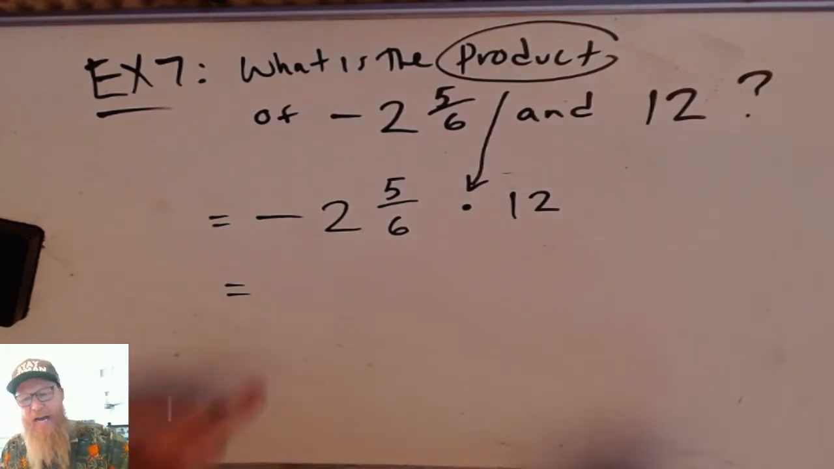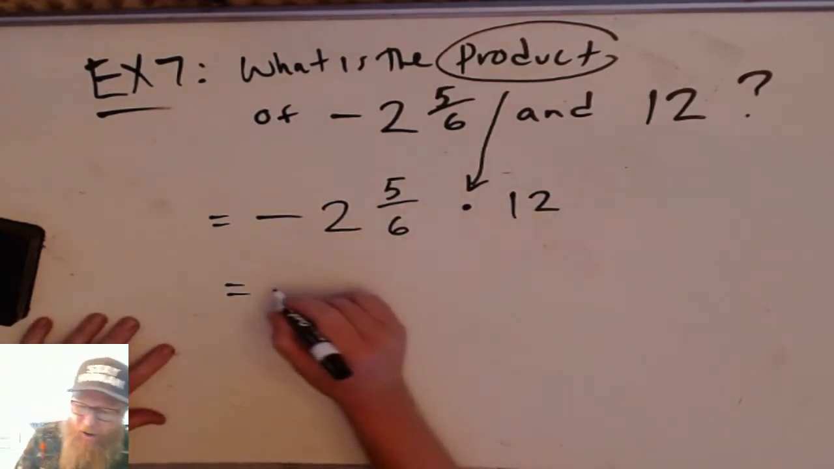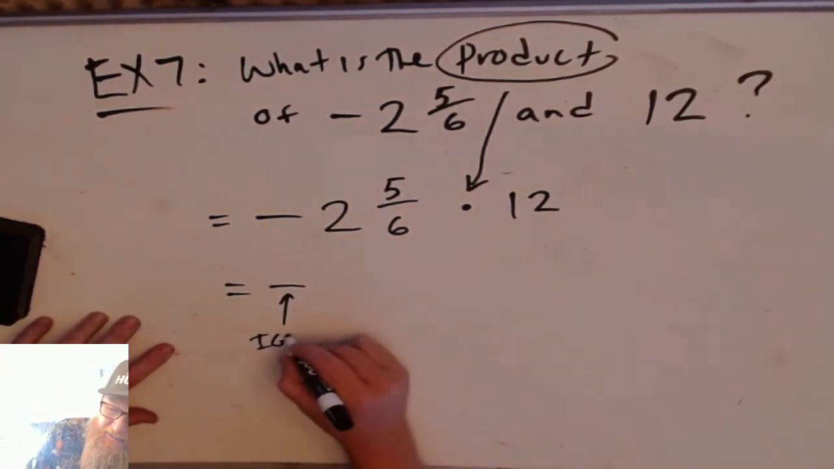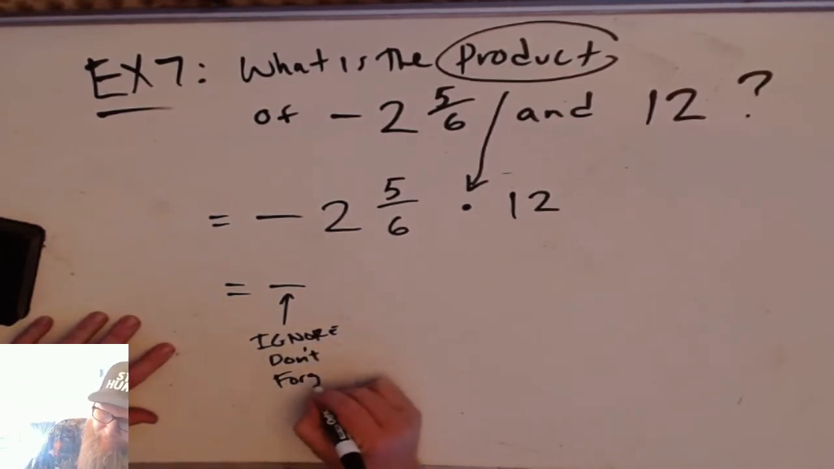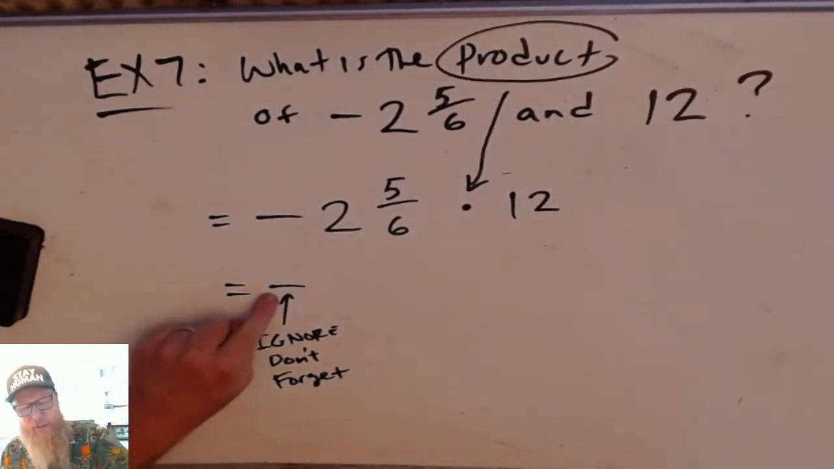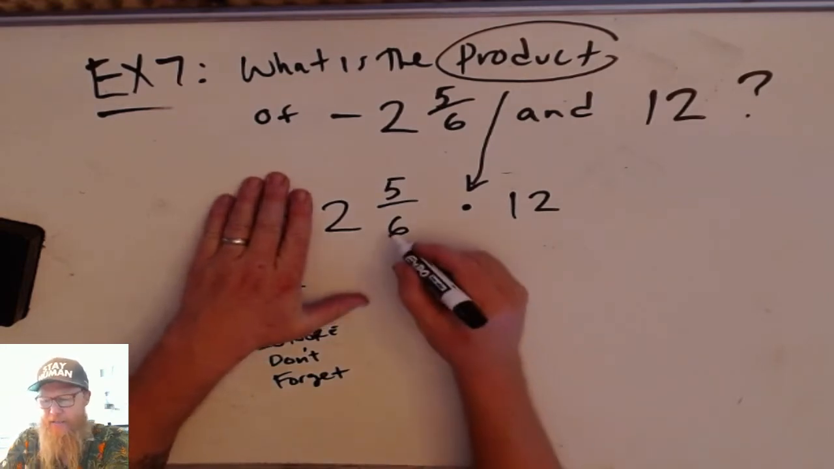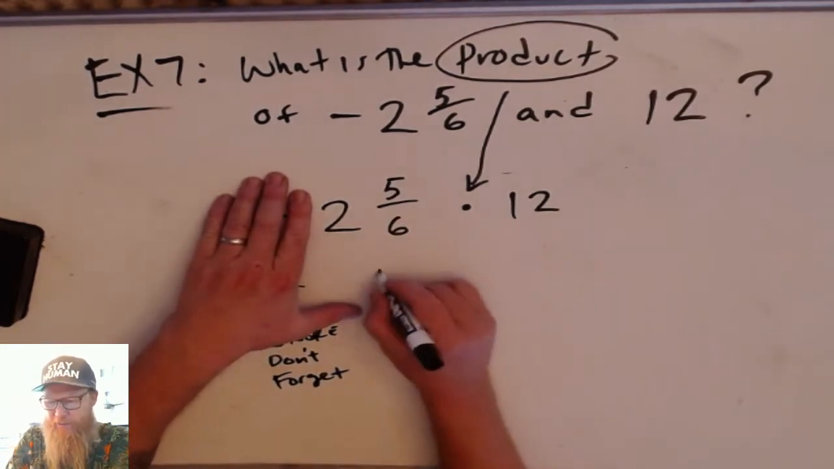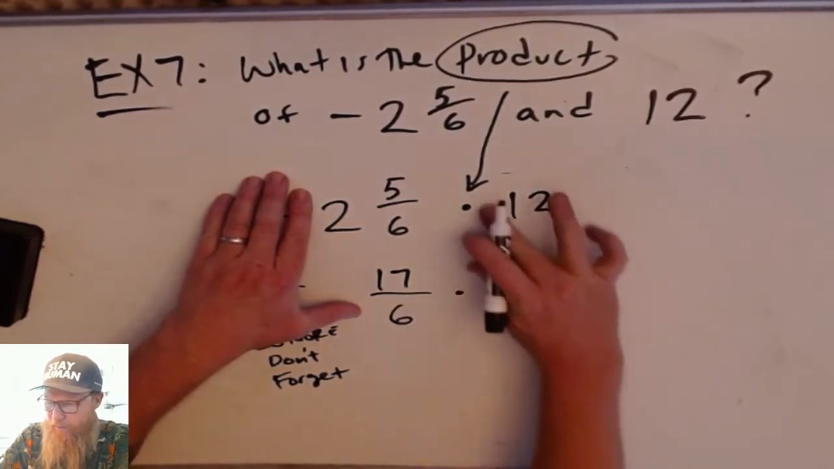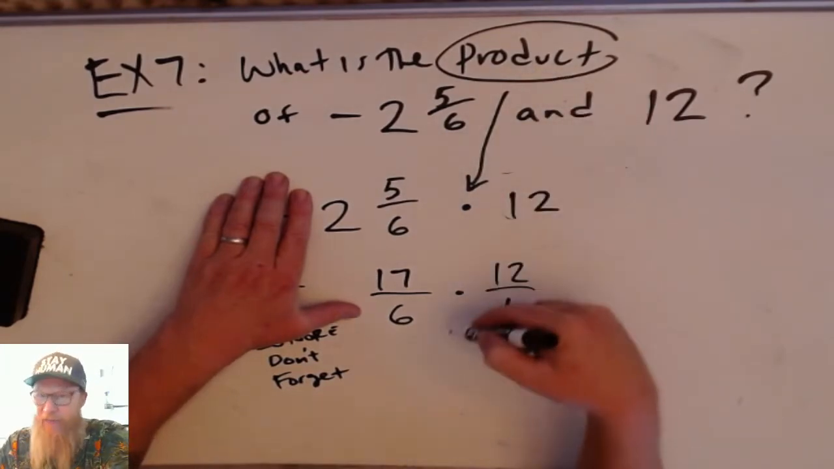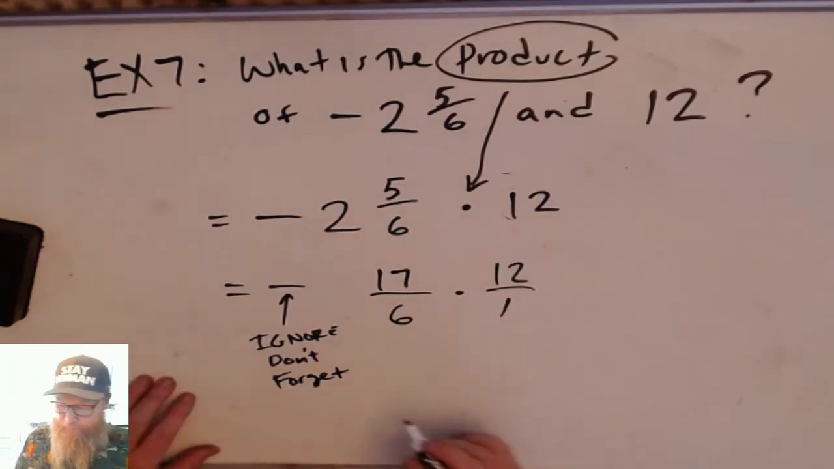All right, so let's decide. We have a negative divided by a negative times a positive. So I already know my answer is going to be negative. Do that right away, and then I'm just going to ignore it, and not forget about it. Out of mind, out of sight. So I've got 2 times 6 is 12, plus 5 is 17. And then 12 is 12 over 1. I'm not dividing, I'm multiplying, so I'm not going to flip this. I'm going to leave it alone.